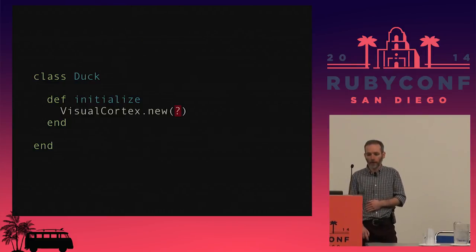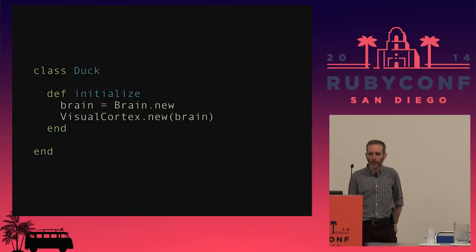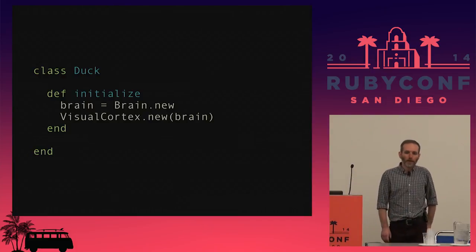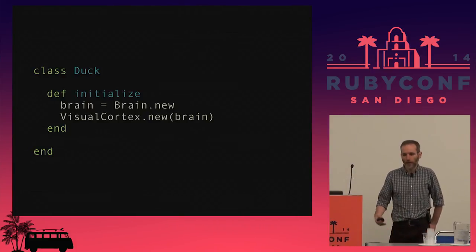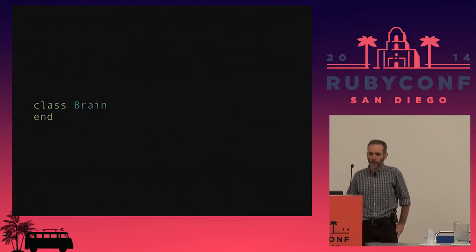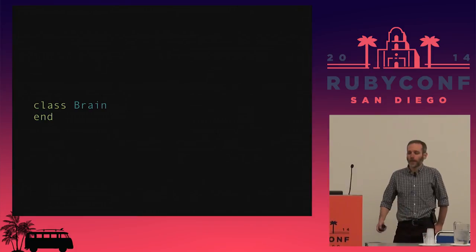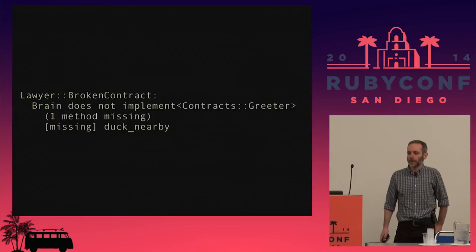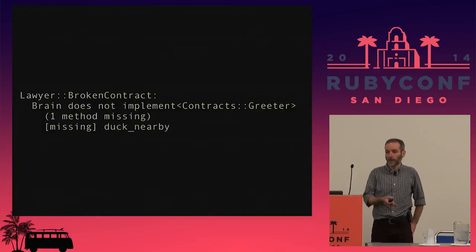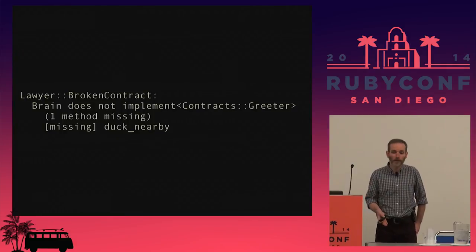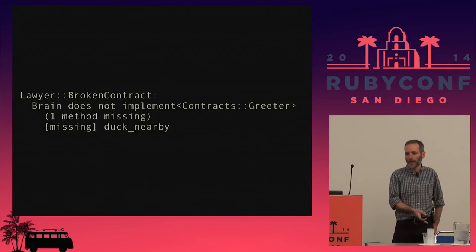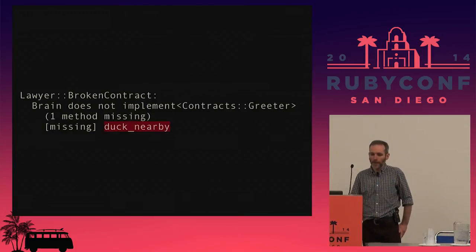OK, so now we can go back to our code, the actual code. And we can say, right, let's create a new brain and pass it in. Now, at this point, of course, the whole thing fails again because we haven't defined brain. So we can do this quickly. We can say, OK, write a new class called brain. And then we run the spec. And the spec fails because it says, you don't match this interface. We expect you to pass something of type contracts greeter into the Visual Cortex. But the thing that you're passing in doesn't meet that contract. It has no duck nearby method. So this is the thing that we need to go and implement on brain to satisfy the spec.